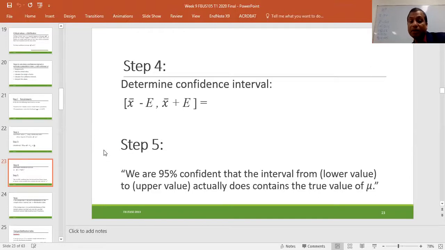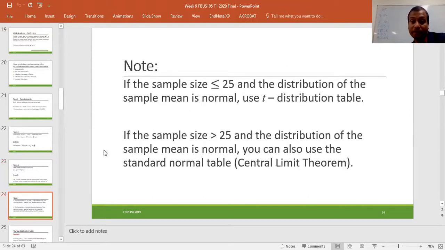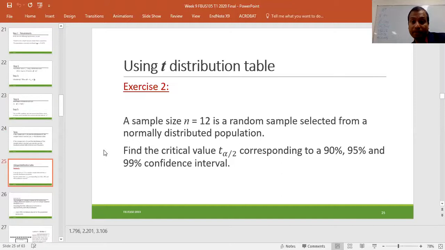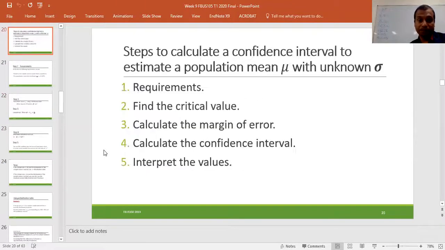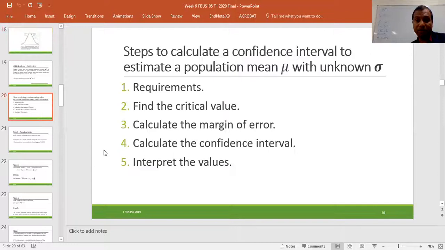And then interpretation. We are a certain percent confident that the interval from this to this actually contains the true value of mu, not P, because we are talking about the population mean over here. So population mean is denoted by mu. So all 5 steps are known. So just go and follow the 5 steps and let's try to do this sum together.